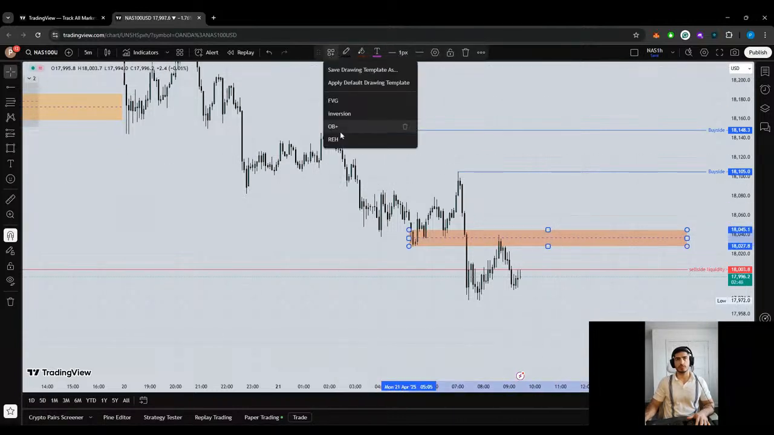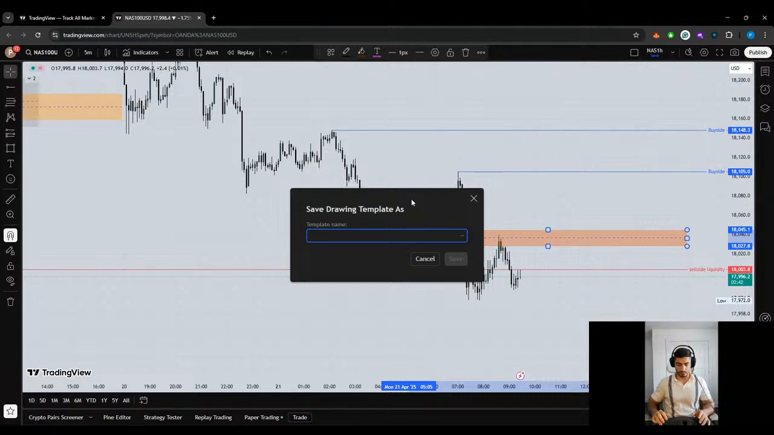Now let's do a little preset. Save drawing template as breaker. Sorry, I'm having a hard time. Breaker.